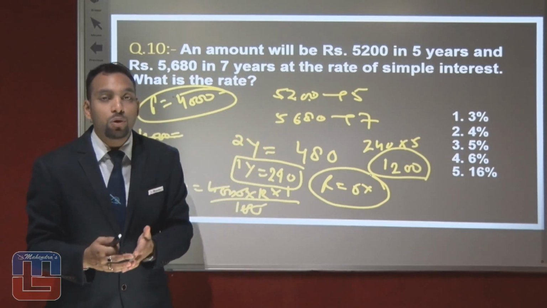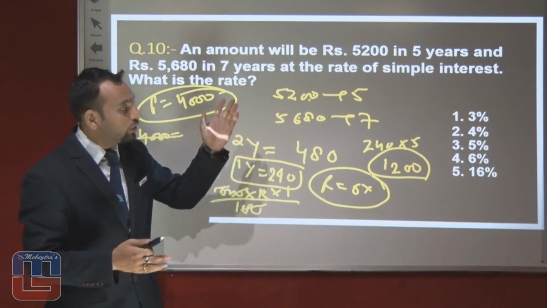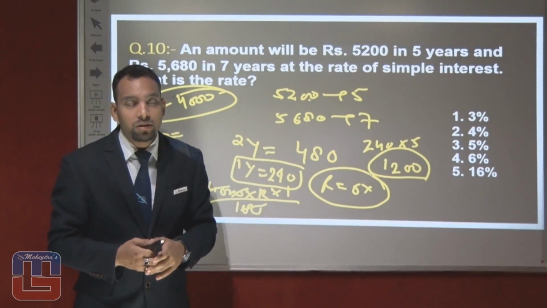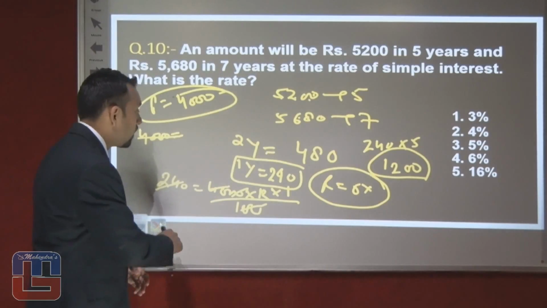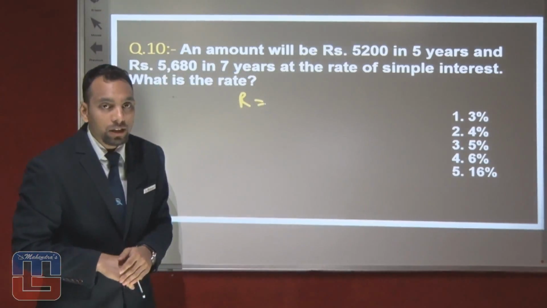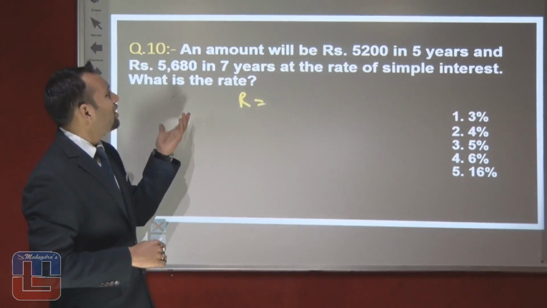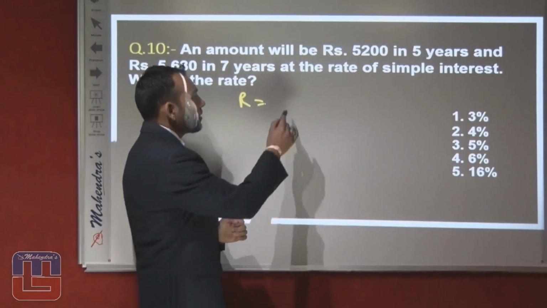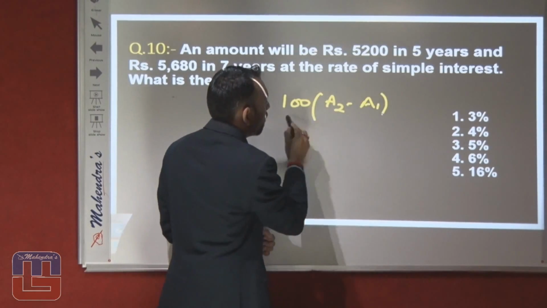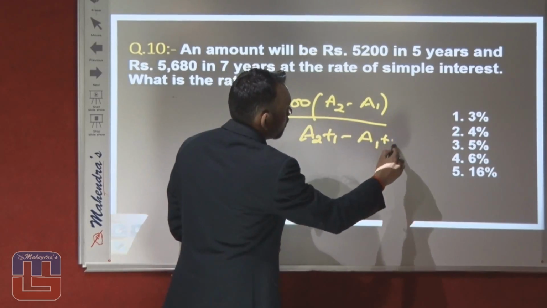This is a conceptual method of this question, but in the examination we will not go by this method because it will take time. Firstly we have to find the principal, then we will find the rate. The short trick of this question is, now see, if you have to find the rate, I am giving you a short trick. In 5 years it becomes 5200, in 7 years it becomes 5680. The trick is 100 (A2 minus A1) over (A2 T1 minus A1 T2).